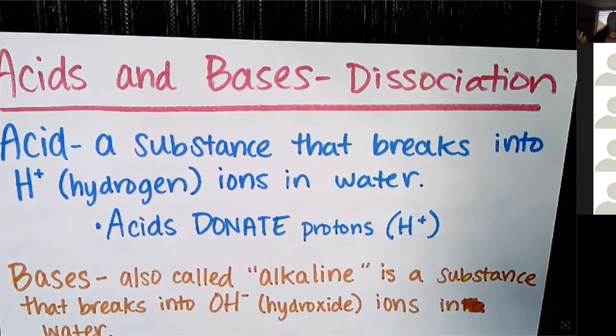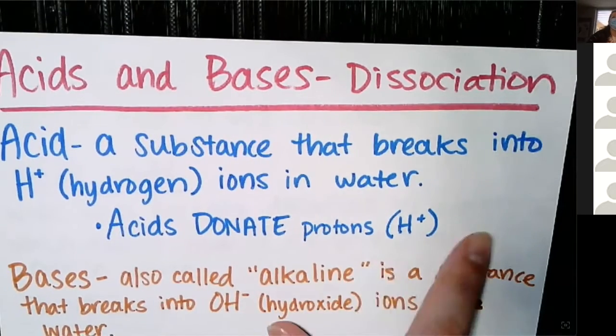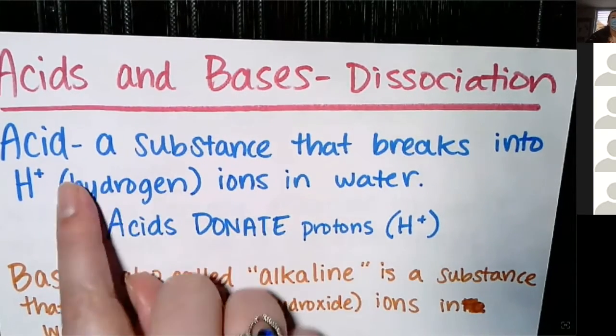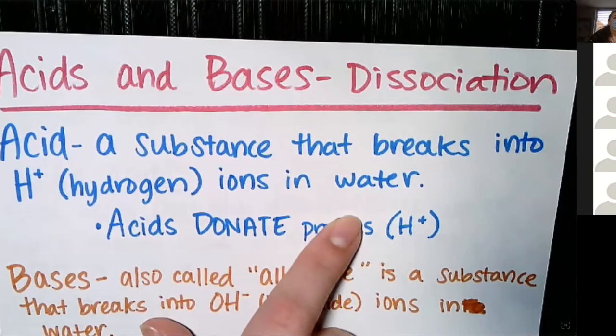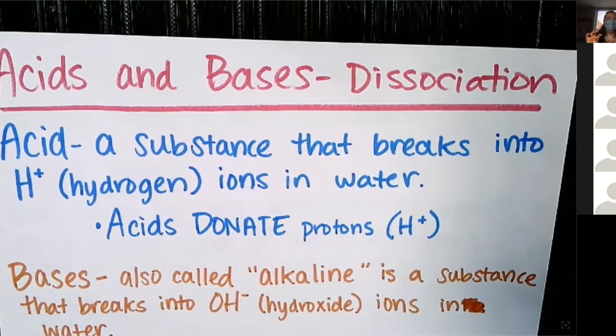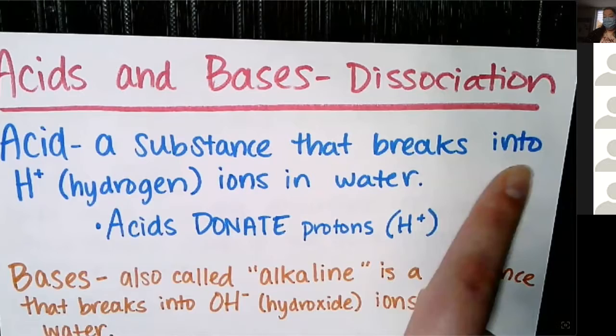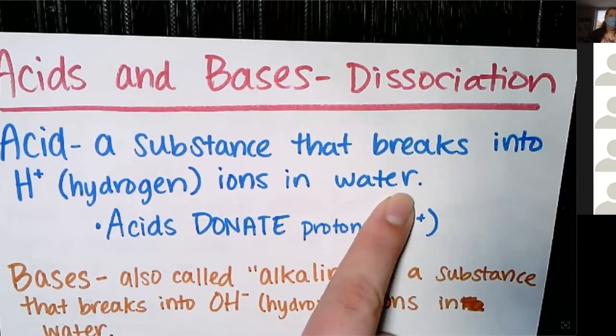So here's the official definition for an acid and a base. An acid is a substance that breaks into hydrogen ions. We say H+ in water. So anytime that you pour a substance into water, if it breaks apart into hydrogen ions, that is an acid. So lemon juice is an acid. If you put it in water, what's going to happen is the acid is going to break into the hydrogen ions when it's in water.